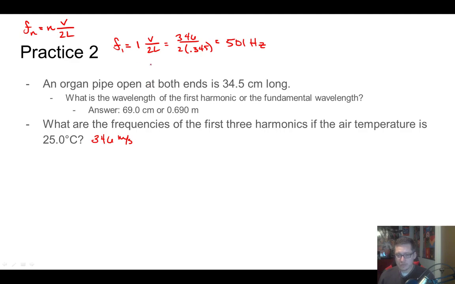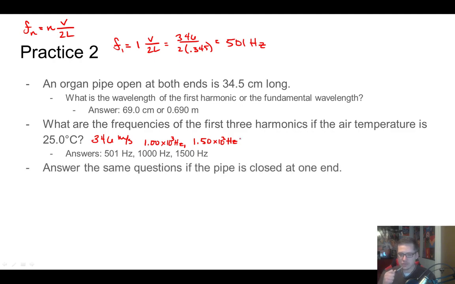And then to get F2 and F3, all we have to do is multiply this by 2 and 3 respectively. So you get 1002 and then 1500. All right, and watch your sig figs here. These sig figs aren't quite right. This would really be 1.00 times 10 to the third hertz, right? If we were going to do sig figs correctly, this would be 1.50 times 10 to the third hertz. All right, okay. And then it says answer the same question if the pipe is closed at one end.